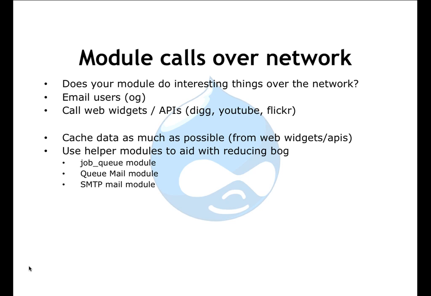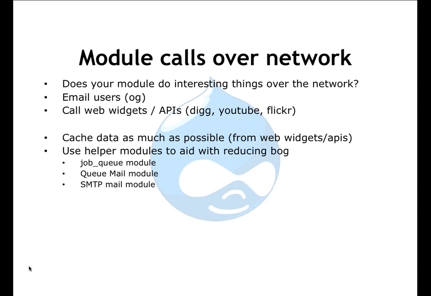Some possible problems that a module might have include doing calls over the network. So does your module do interesting things, like emailing lots of users? As an example, on groups.drupal.org, there might be as many as 2,000 users on a particular group. This used to be an issue in the past where if someone created content, it would email all of those 2,000 users right away, and this would put a lot of stress on the server.